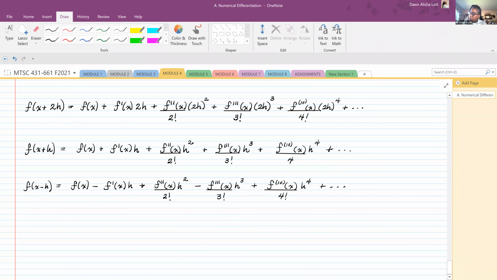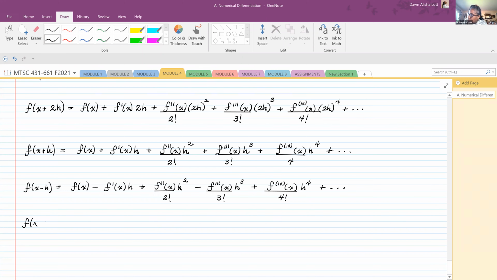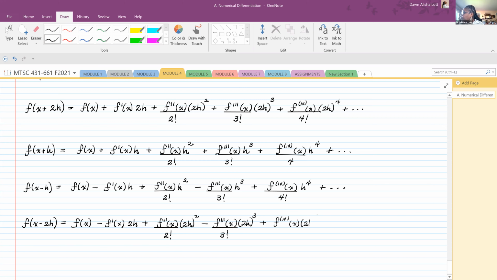And then the last one is f at x minus 2h, which is going to be f at x minus f prime at x times 2h plus f double prime at x times 2h squared over 2 factorial, minus f triple prime at x times 2h cubed over 3 factorial, plus the 4th derivative at x times 2h to the 4th over 4 factorial, plus dot, dot, dot.